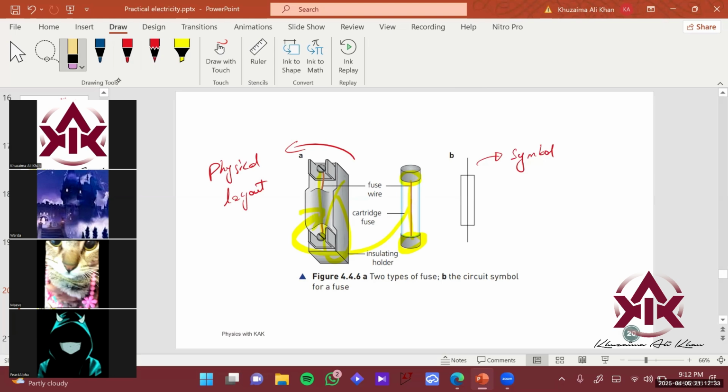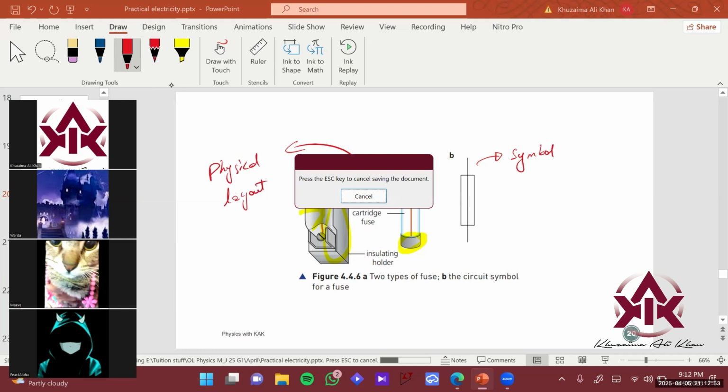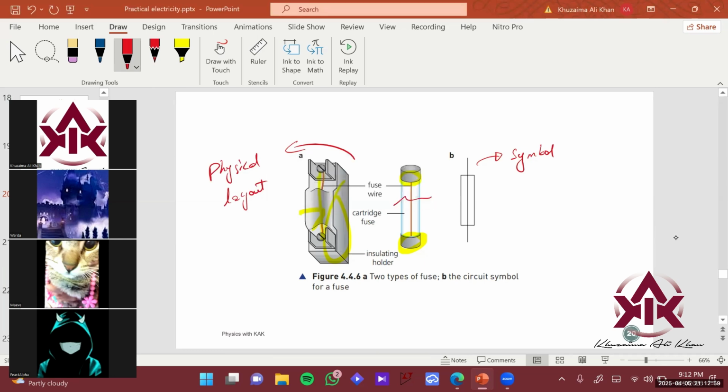Whenever current exceeds, this wire breaks, and it breaks the path, and the electricity in your house goes out. You can just buy a new fuse and replace it. When your power supply gets normal from the company side, just change the fuse and it will work perfectly fine, right? So it protects your appliances, which are pretty expensive.